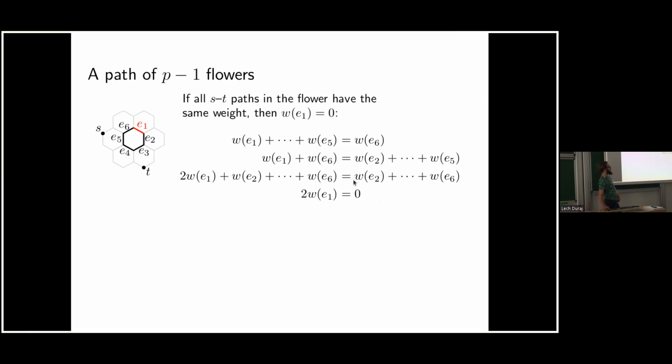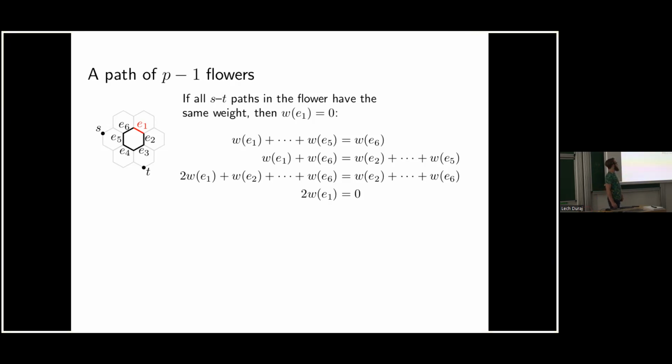So we conclude that this left-hand side equals right-hand side. So if we cancel out the repeated terms, we are left with 2 times the weight of E1 equals 0. But we are working in the case where P is odd, so this implies that E1 indeed has weight 0. So this shows that whenever we have a flower like this, and E1 is a non-zero edge, then we can find paths from S to T within that flower, such that they have different weights.